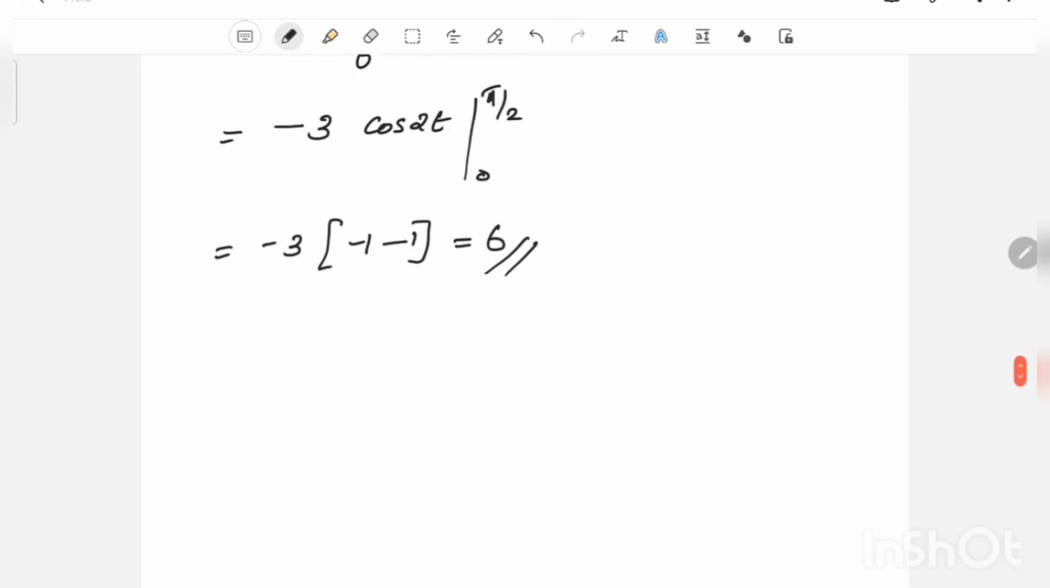Similarly, we can find the lengths of other parameterized smooth curves. Thank you.